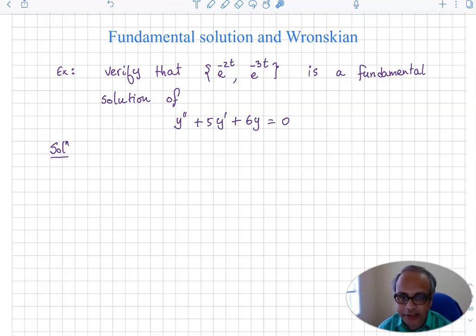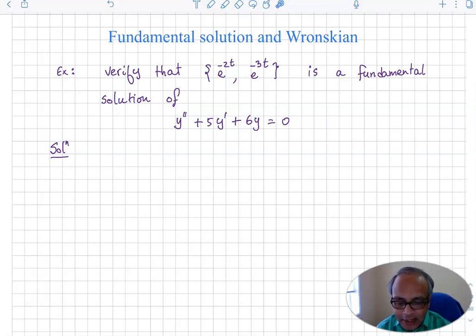So the first thing is that if we know the solutions, or if we somehow know that some functions satisfy the differential equation, whether they form a fundamental set of solutions. Remember, more than one function can satisfy your differential equation, but that does not mean that they will form a fundamental set of solutions.